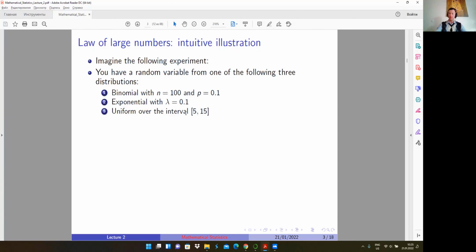So we have three different random variables. Now, the experiment is the following. In all three cases, the population mean is known and it equals 10.